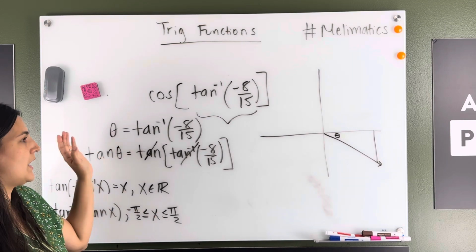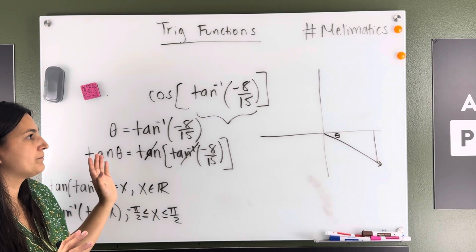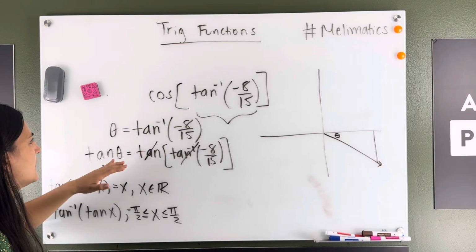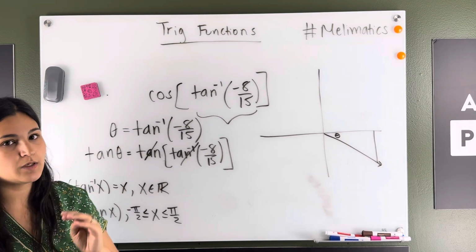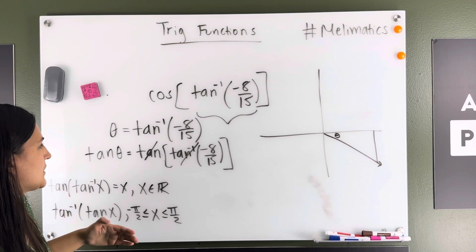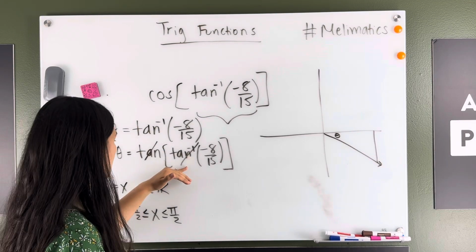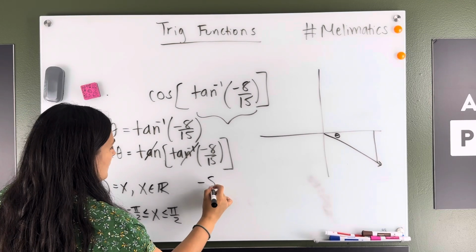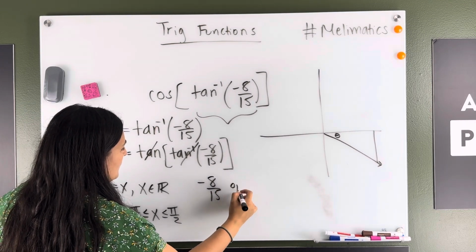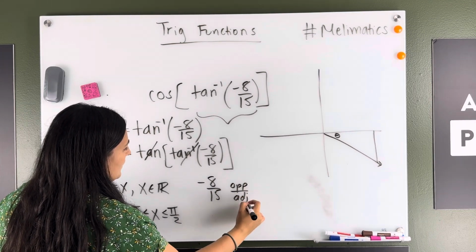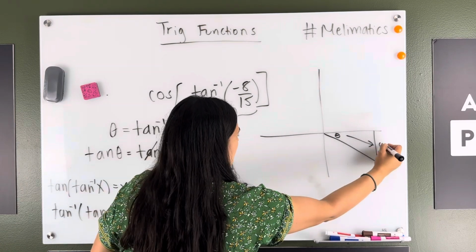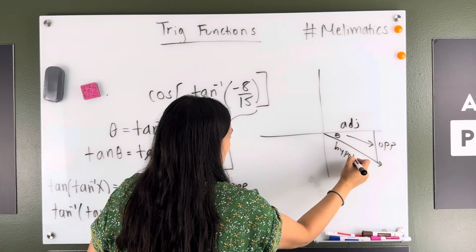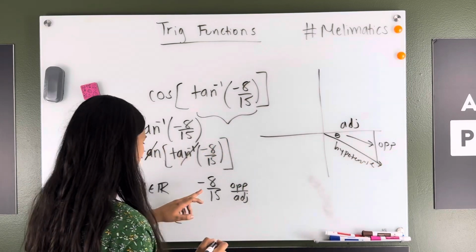Now you don't necessarily have to, at least when you have arctangent in here, get the tangent of both sides, prove it, cross it. We're just gonna go ahead and say, okay, well for tangent, we know that tangent is opposite over adjacent. So let's go ahead and label our triangle. So this is opposite, this is adjacent, this is hypotenuse.